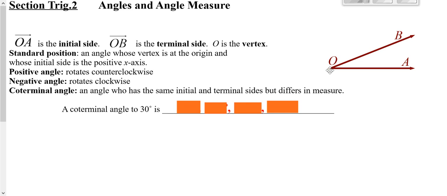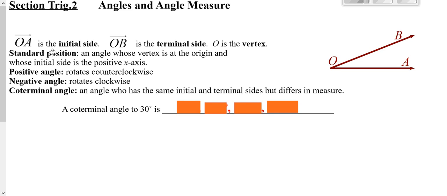We would say for this problem that ray OA is your initial side. Your initial side is always going to be on the positive x-axis if there was an xy axis listed here. OB would be your terminal side because you would start here and rotate up to get to this one. Once again, O is your vertex.